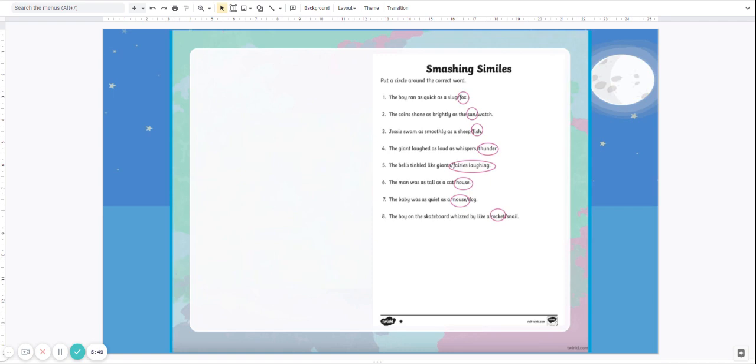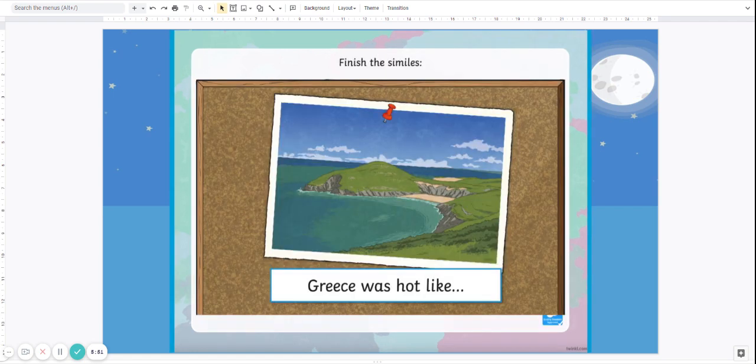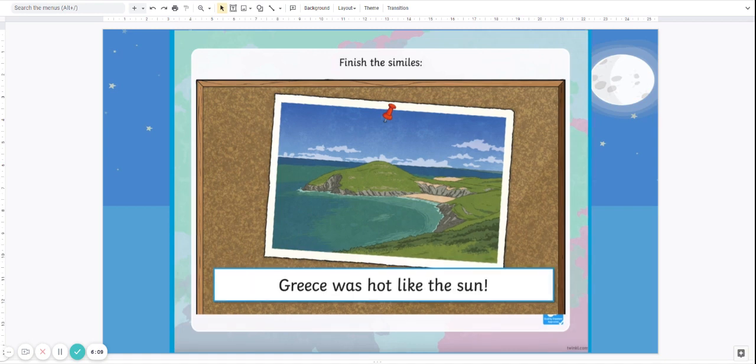Okay, after that, I think you're ready for a little bit more. Let's have a look at this. Greece, the country, was hot like... Now here's a clue. Think of something yellow in the sky. Greece was hot like... Well done if you said the sun. Greece was hot like the sun. So I've used the word like here for our simile. Greece was hot like the sun.